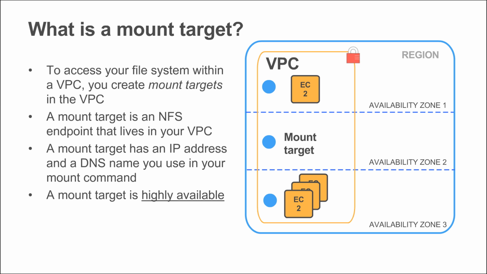And then we have this notion of what's called a mount target. So to access your file system from within a VPC, you create mount targets in the VPC. And a mount target you can think of as essentially an endpoint that provides a DNS name and an IP address that you use in your mount command when mounting your file system on an EC2 instance. And these mount targets are designed to be highly available.